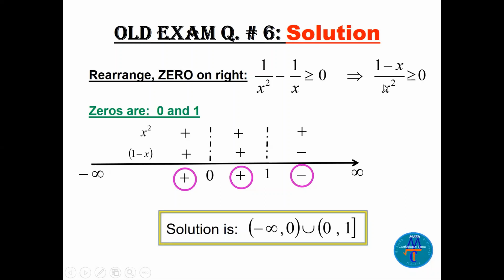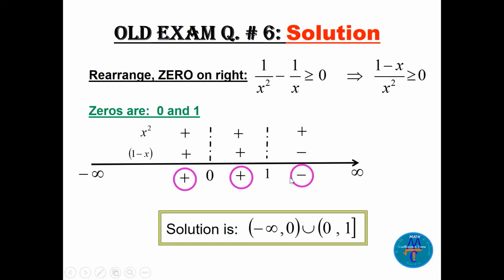So as we mentioned before, we have seen this x squared. X squared, put all positive on the table. 1 minus x. Remember, choose a number here. Let's say minus 10, it will be plus. Between 0 and 1, take half, it will be plus. And then greater than 1, let's say 7, it will be minus. So when you multiply here or divide, this is plus, plus, and minus.